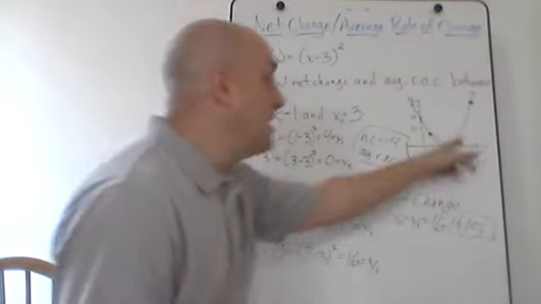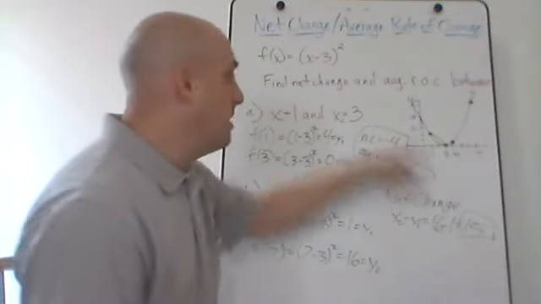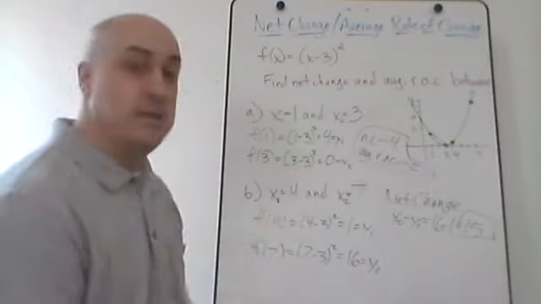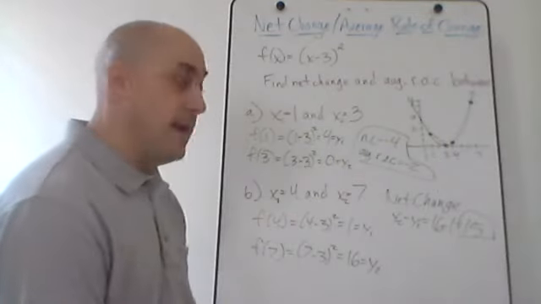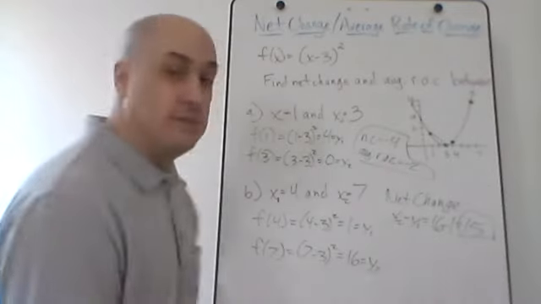And since the graph is increasing between those 2 points, the net change is positive, right? Whereas between 1 and 3, the graph was going downward, it was decreasing, so the net change was negative. Also, the average rate of change was negative. Here, the average rate of change is going to be positive because, again, the graph is increasing between these 2 points.